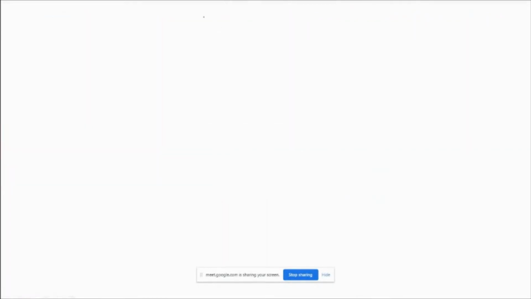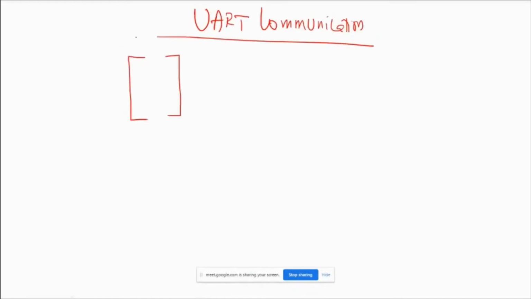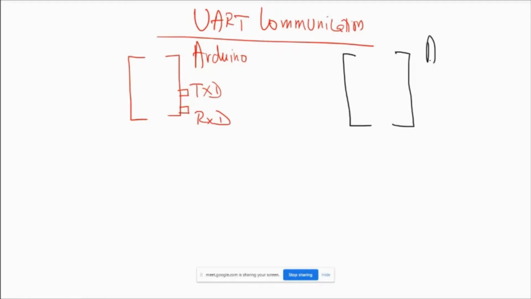Now the important concept in UART communication is that there should be a device. In this case, this device happens to be our Arduino microcontroller. This Arduino microcontroller has 2 pins. The first pin is called the transmit pin, and the next pin is called the receive pin. On the right hand side, you have another device. This device can be anything. It can be another Arduino device, or it can be your computer. Your computer also has a UART port, so it is possible for you to communicate data from Arduino to computer via UART.